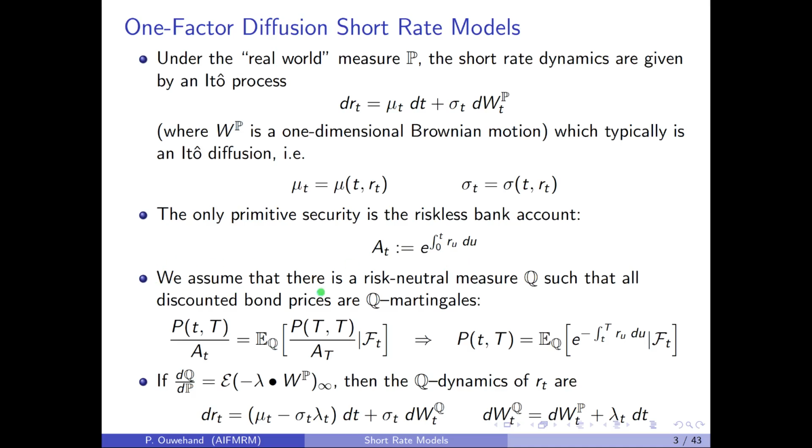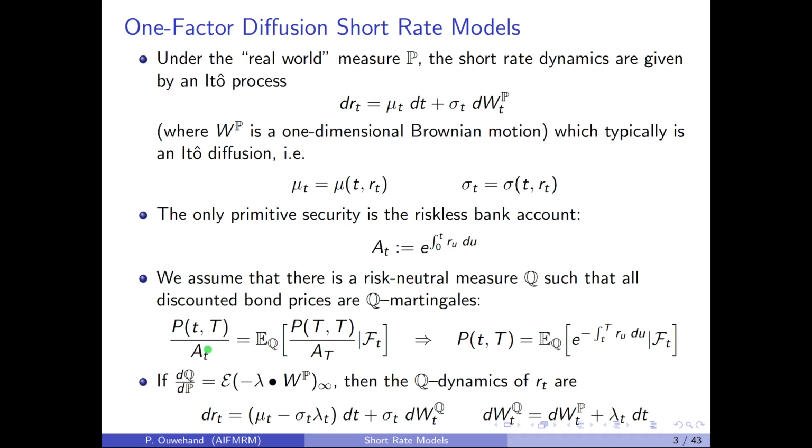We assume that there is a risk-neutral measure Q, such that all discounted bond prices are Q-martingales. In other words, such that the following equation holds. In particular, this implies that the price of a zero coupon bond is simply the conditional risk-neutral expectation of this exponential.